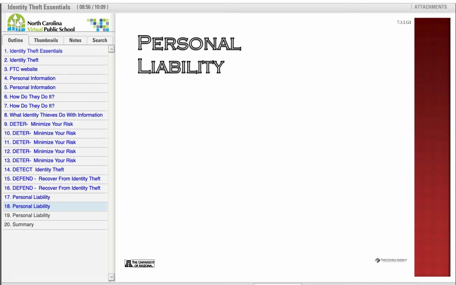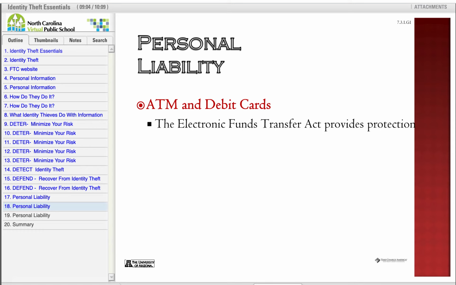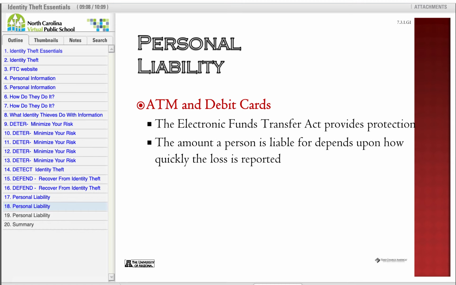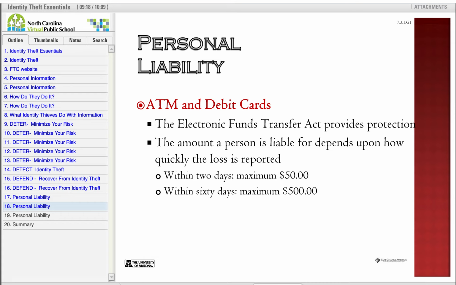ATM and debit cards. The Electronic Funds Transfer Act provides protection. The amount a person is liable for depends upon how quickly the loss is reported. If it's reported within 2 days, the maximum is $50. If it's reported within 60 days, the maximum is $500. After 60 days, a person may be liable for everything.